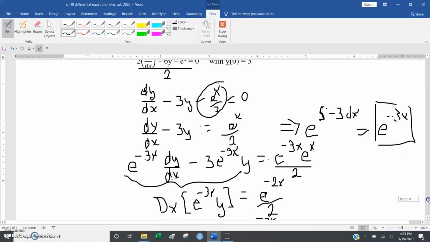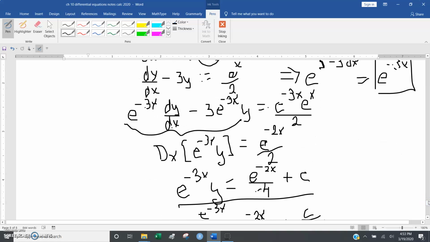Once you've done that, you know your left side is the derivative of your integrating factor, e^(-3x), times y, equals, when you simplify e^(-3x) times e^x, you get e^(-2x)/2. You take the integral of both sides for your antiderivatives. When you do that, you will get e^(-3x) y equals e^(-2x)/(-4) plus c. Don't forget your c.